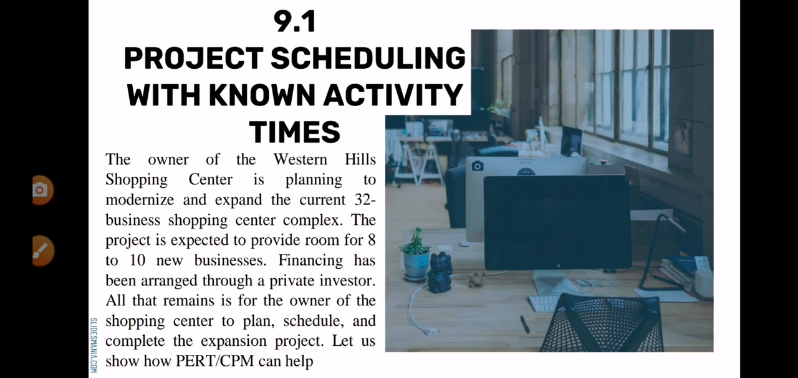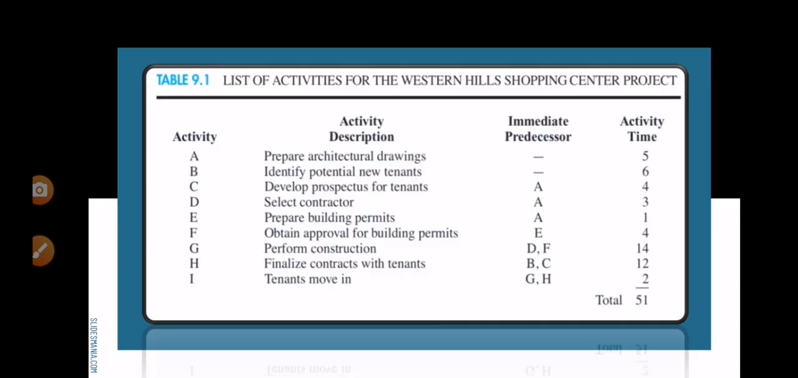So let us show how PERT and CPM can help. The first step in the PERT or CPM scheduling process is to develop a list of activities that make up the project. As you can see in Table 9.1, it shows the list of activities for the Western Hills Shopping Center expansion. So these are the activities: activity A, B, C, D, E, F, G, H, I.